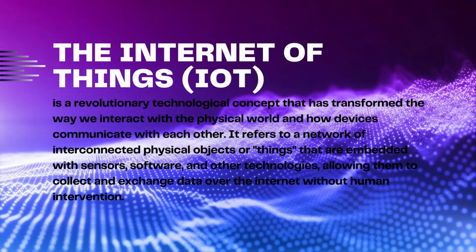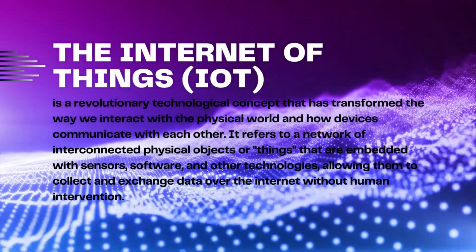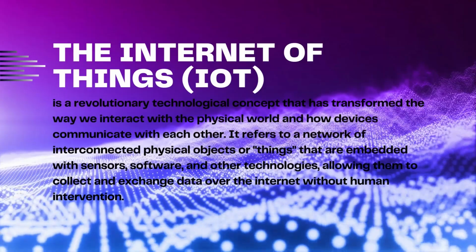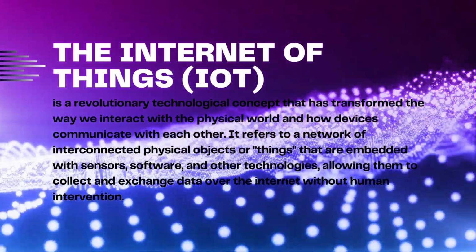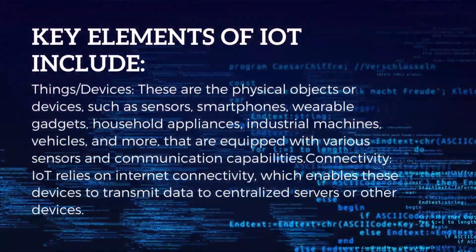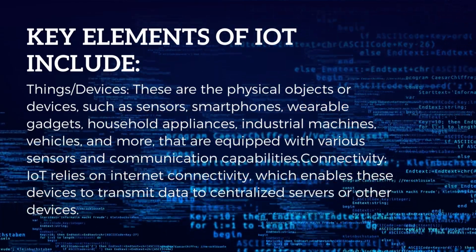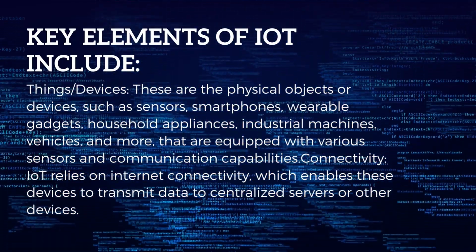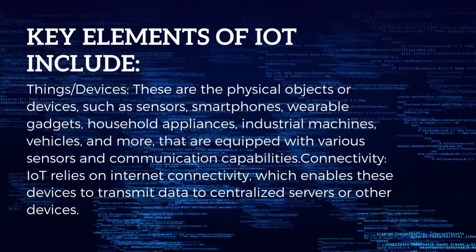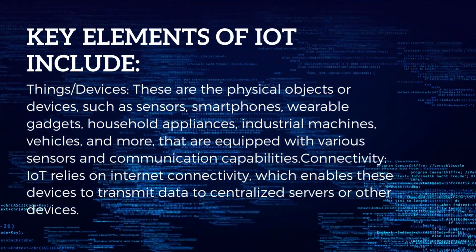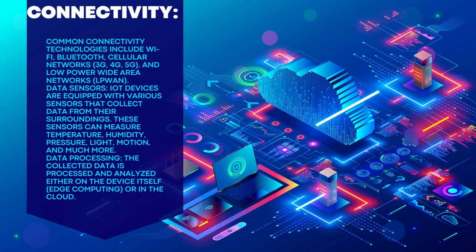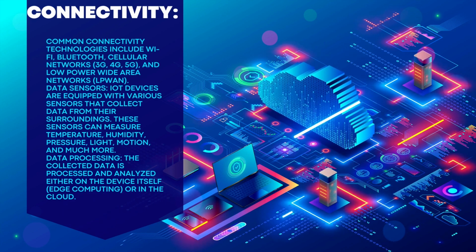IoT is a groundbreaking technological paradigm that has reshaped how we interact with the physical world and how interconnected devices communicate autonomously. IoT's fundamental components are devices and physical objects with sensors and communication capabilities, such as smartphones and industrial machinery. The next component is connectivity, the internet-based link between IoT devices utilizing technologies like Wi-Fi, Bluetooth, and 5G data.